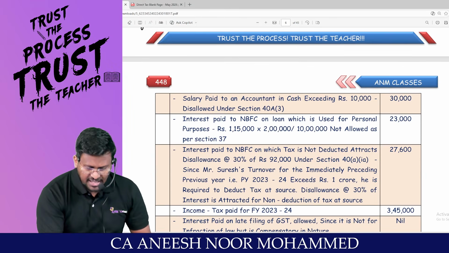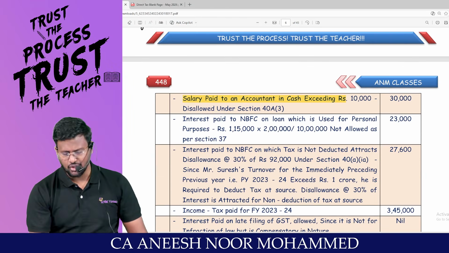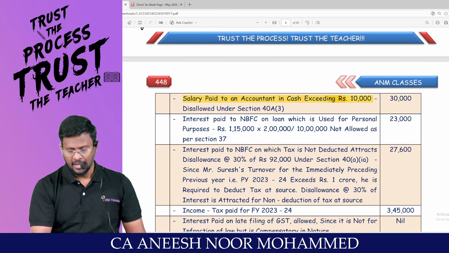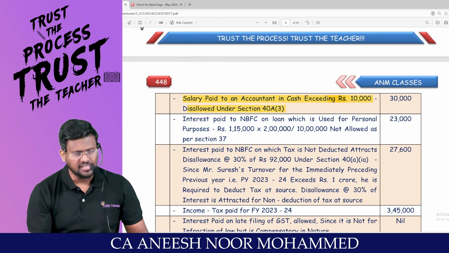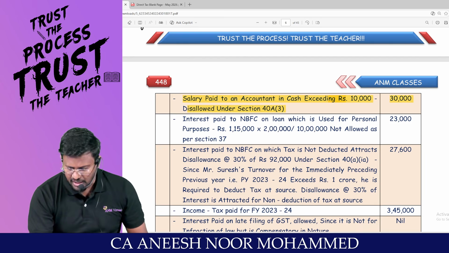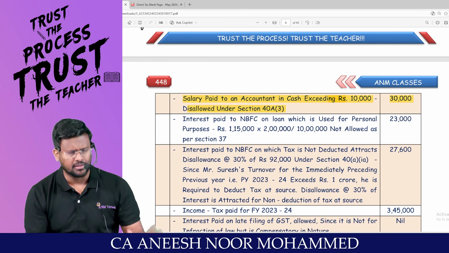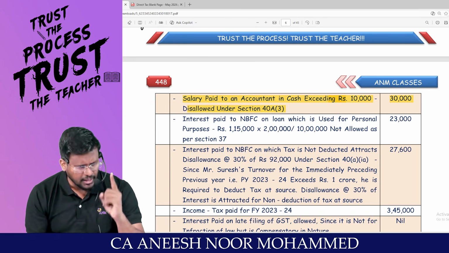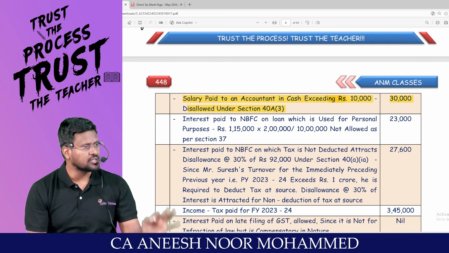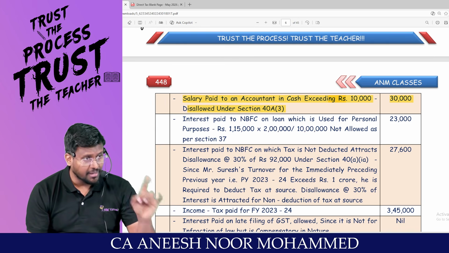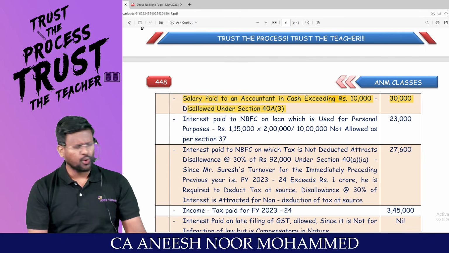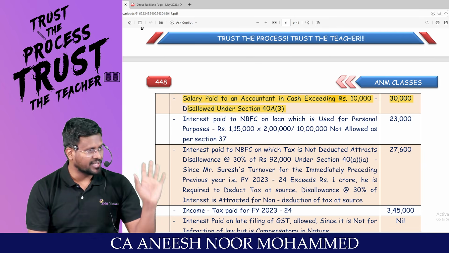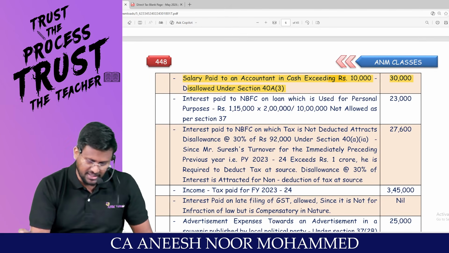Next one. Salary to an account and in cash exceeding 10,000. Straight application of the provision. Disallowed under 40A subsection 3. This 30,000 should be added back. Because as per 40A3, in a single day to a single person, you are not supposed to make cash payment in excess of 10,000. More or less in every PGBP question, this one adjustment will be there. 40A subsection 3, that will give you 1 mark in exam.